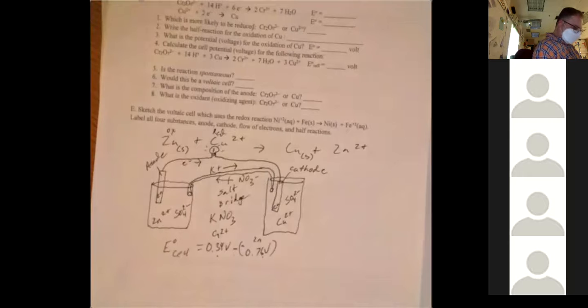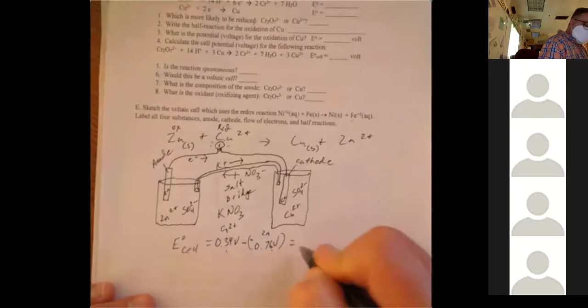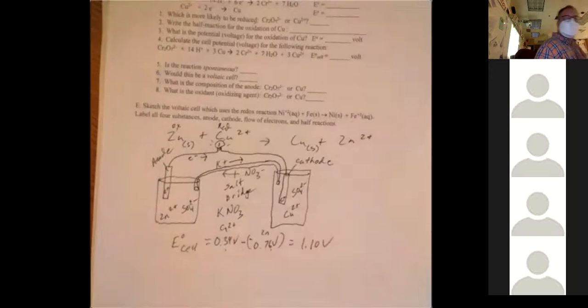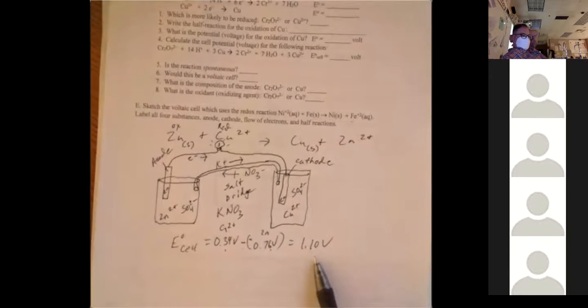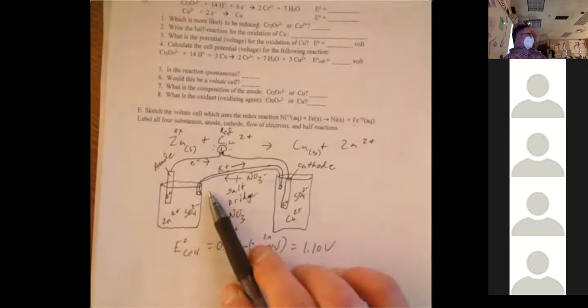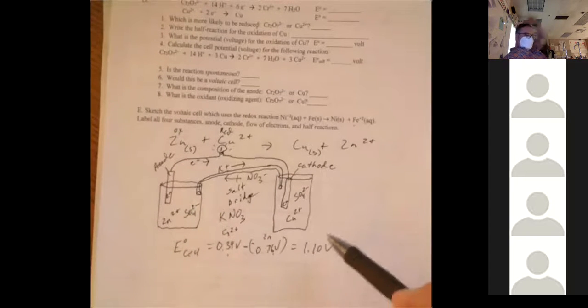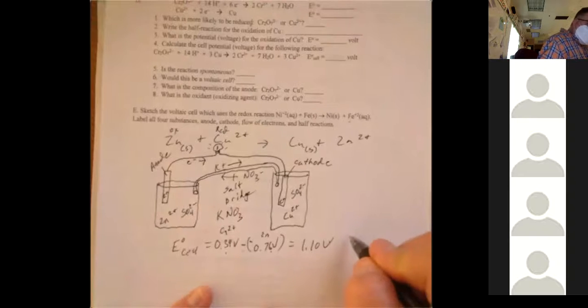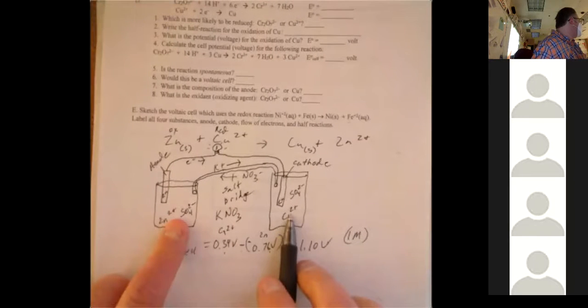0.34 minus negative 0.76, and we get 1.10 volts. That's positive, so we know that this right here will produce 1.10 volts. If we're using standards, standard is 1 molar of each of these solutions.